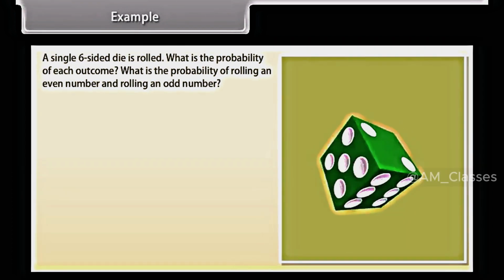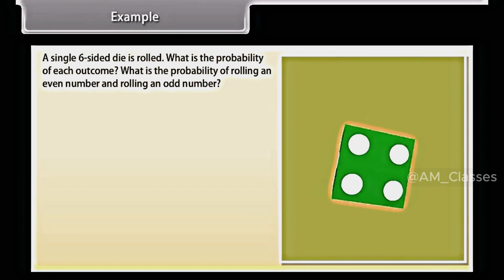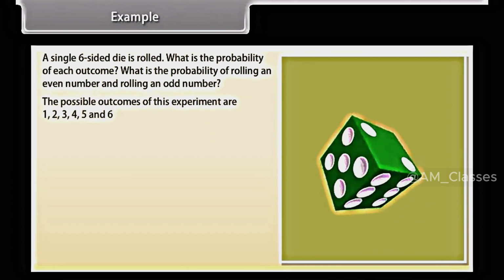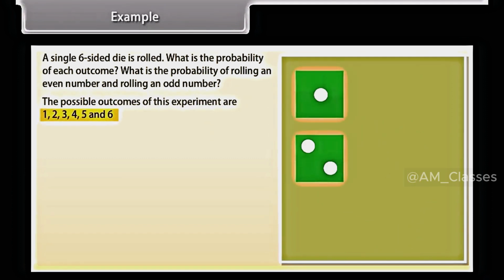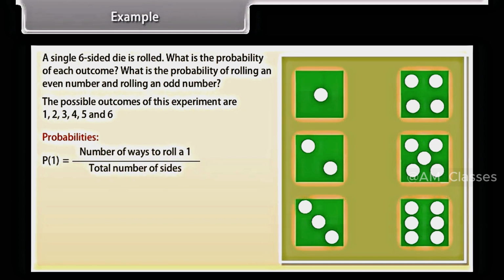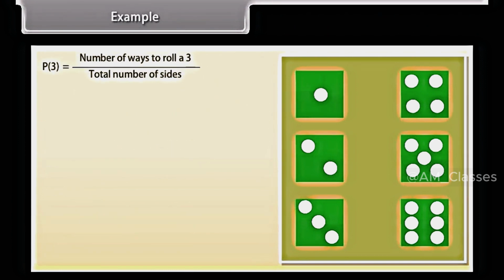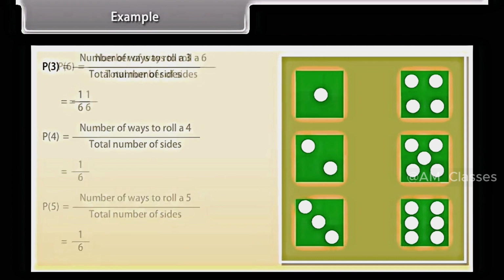A single 6-sided dice is rolled. What is the probability of each outcome? What is the probability of rolling an even number and rolling an odd number? The possible outcomes of this experiment are 1, 2, 3, 4, 5, and 6. Now let's find probabilities. Probability of 1 is number of ways to roll a 1 by total number of sides is equal to 1 by 6. Probability of 2 is number of ways to roll a 2 by total number of sides is equal to 1 by 6. Similarly, the probability of 3 is equal to 1 by 6. In the same way, we will find the probabilities of 4, 5, and 6.